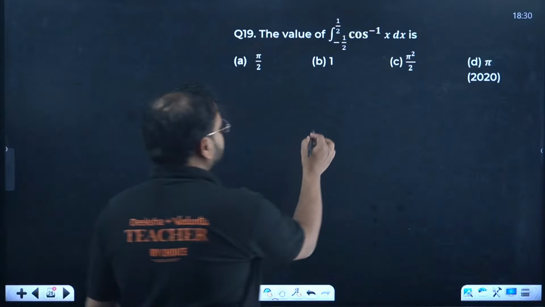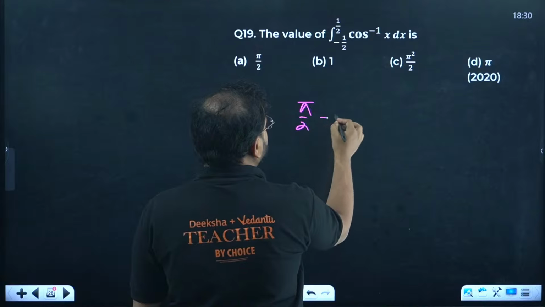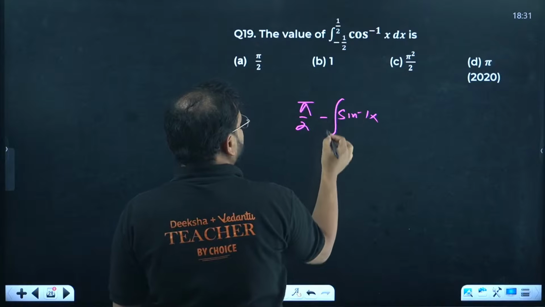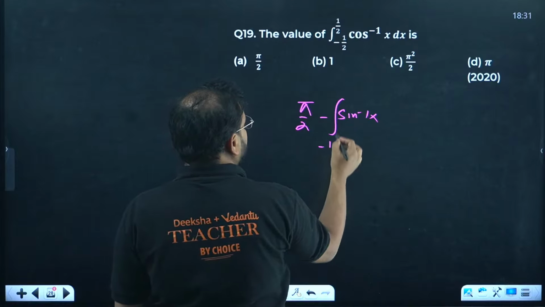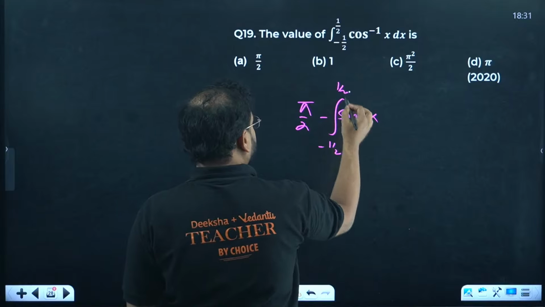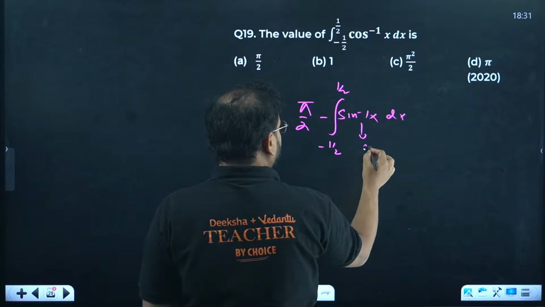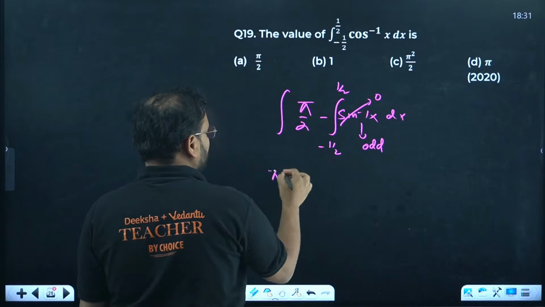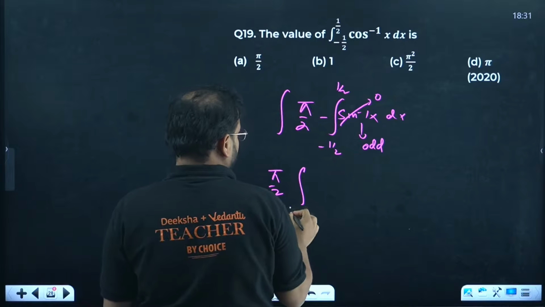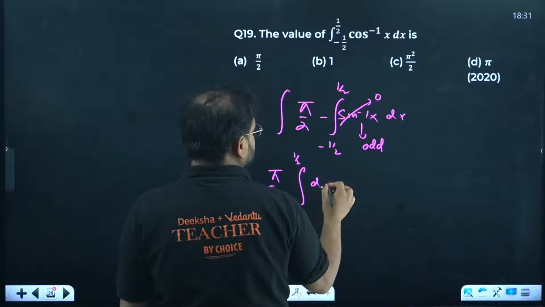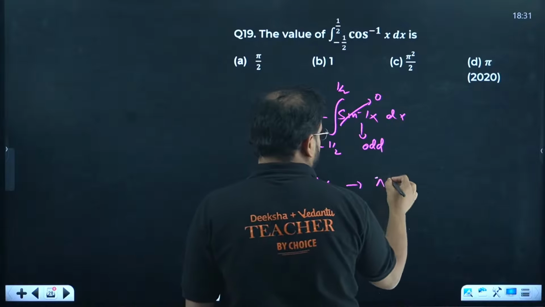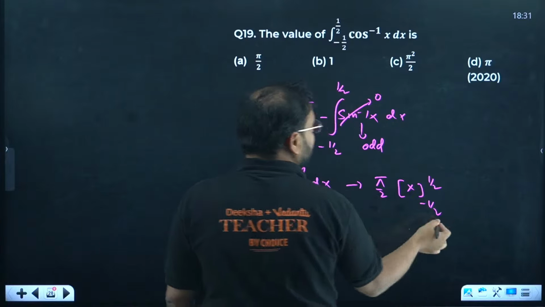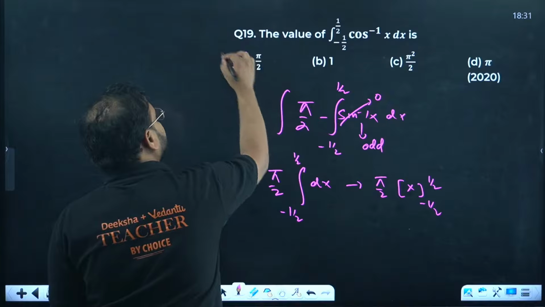This question, pi by 2 minus sine inverse of x. This is an odd function by the way, guys, from minus a to a. This is an odd function. Hence this value is 0. For this we're going to use the integration. So pi by 2 is a constant. Integration from where to where? Minus 1 by 2 to 1 by 2, dx. This value becomes what? Pi by 2 x, from minus 1 by 2 to 1 by 2. Difference is 1, so the answer is option A.